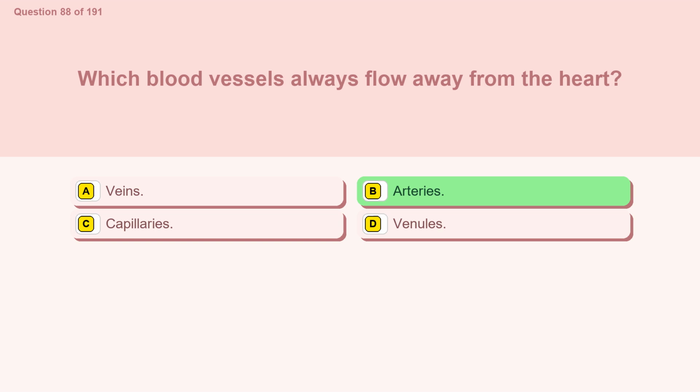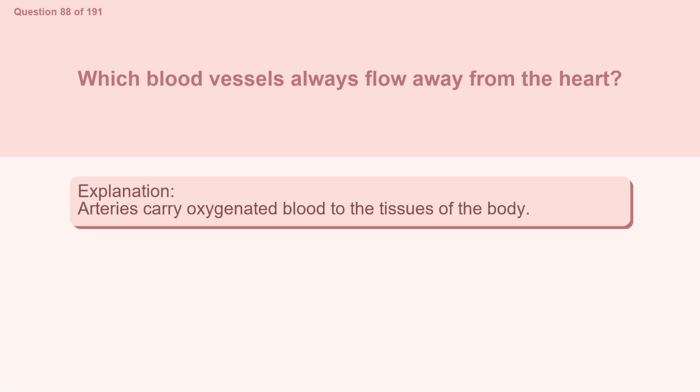The correct answer is option B, arteries. Arteries carry oxygenated blood to the tissues of the body.